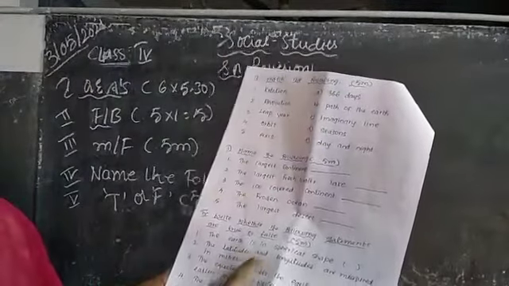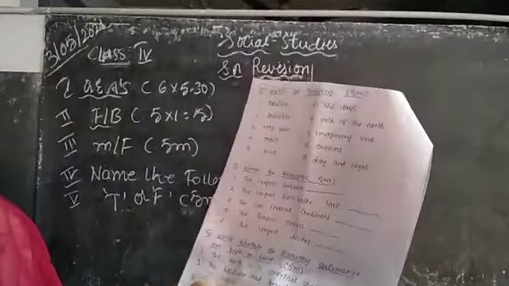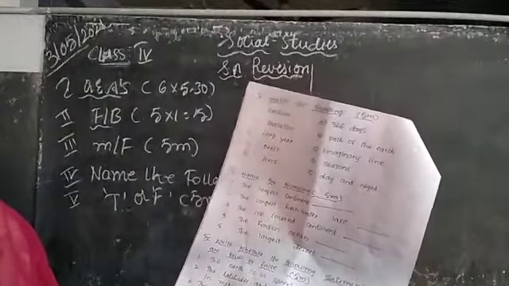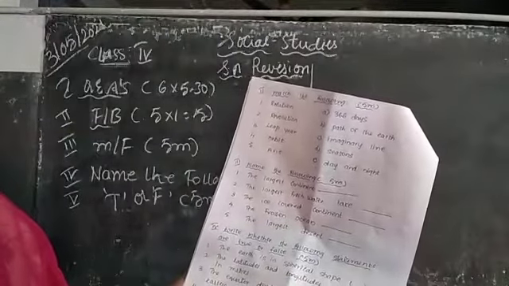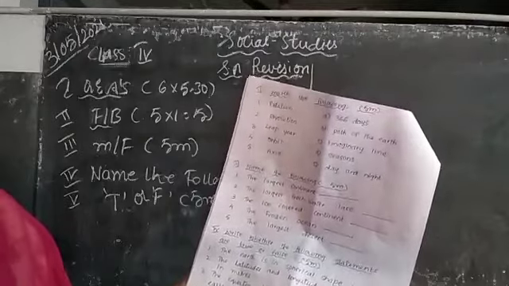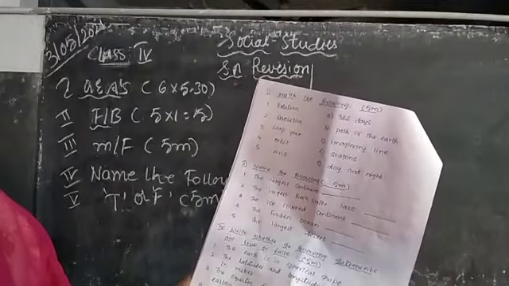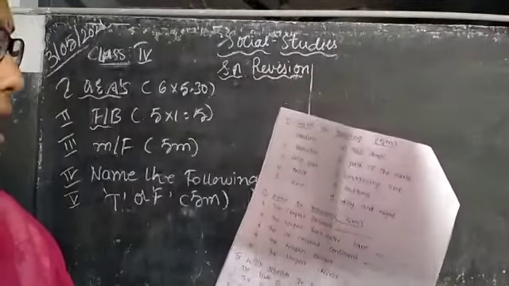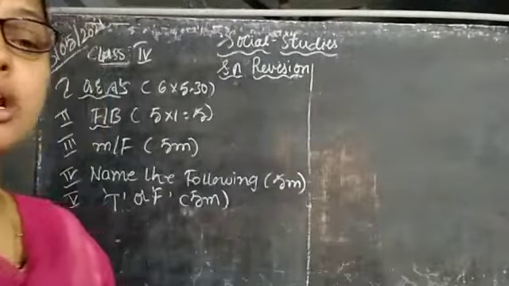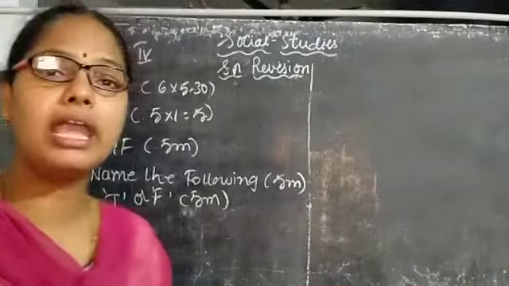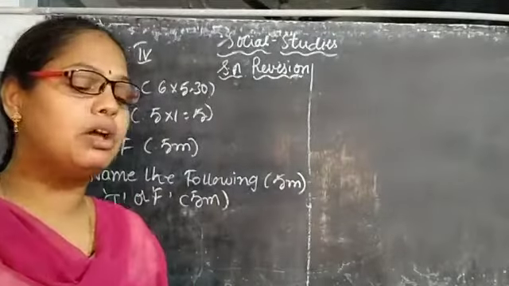What is the first one? The earth is in spherical shape. Next one, the latitudes and longitudes are measured in meters. Third one, the equator divides the earth into the eastern and the western hemisphere. The latitudes are parallel to one another. The longitudes are complete circles. So this is about your question paper, children. Okay, 4th class.